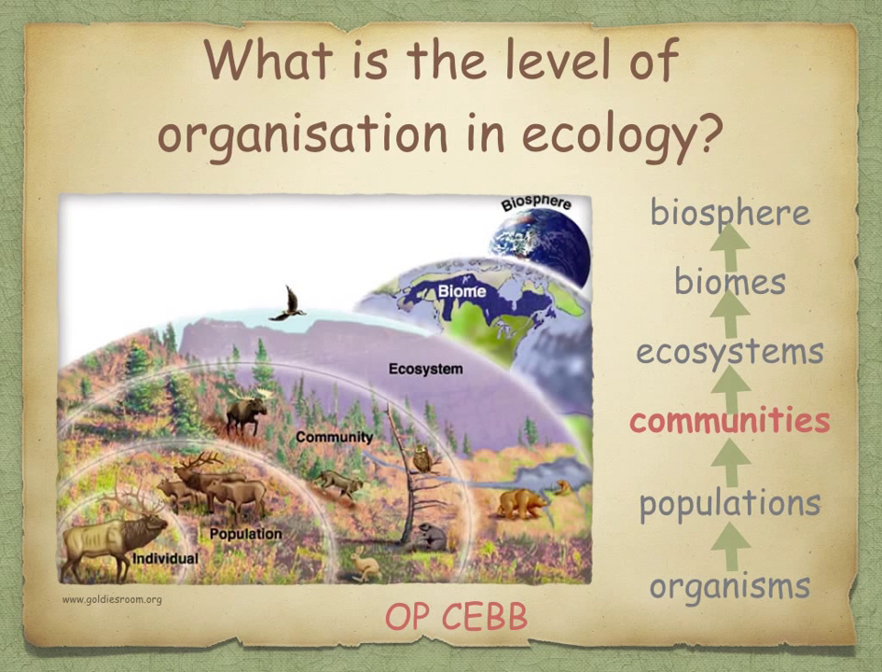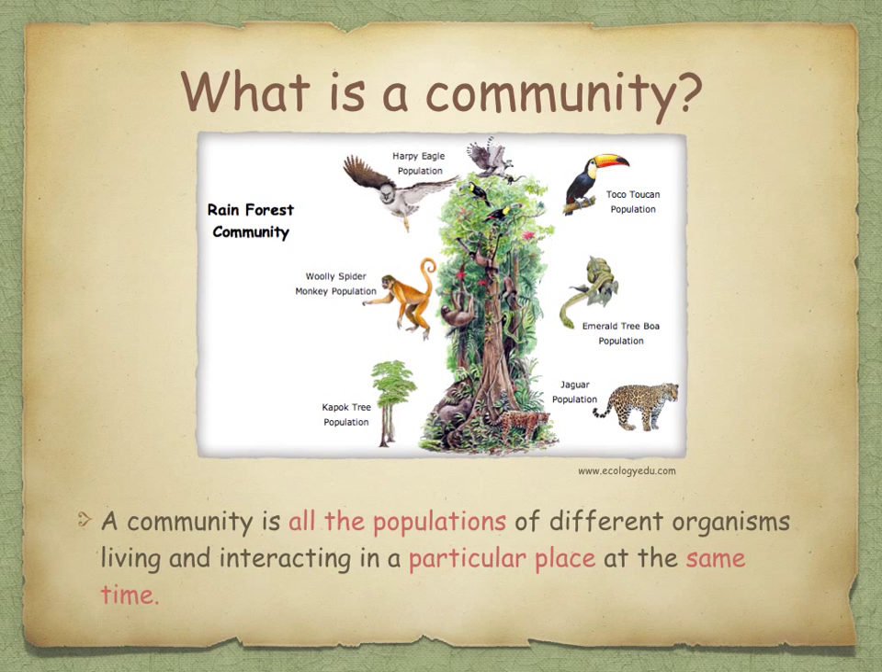So let's define community. A community is all the populations of different organisms living and interacting in a particular place at the same time. So keywords to remember: all the populations, particular place, same time. So here you can see a rainforest community. It comprises all the different populations of organisms. So you've got the jaguar population, the monkey population, snake population, bird population. And they're all interacting in a particular place at the same time.